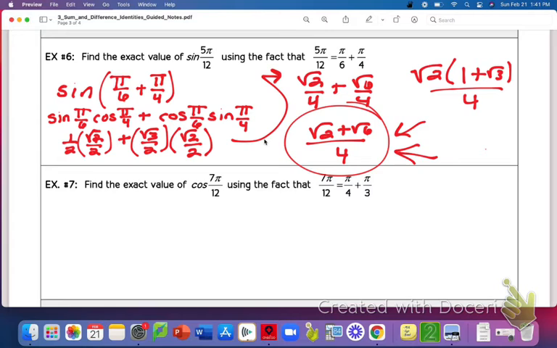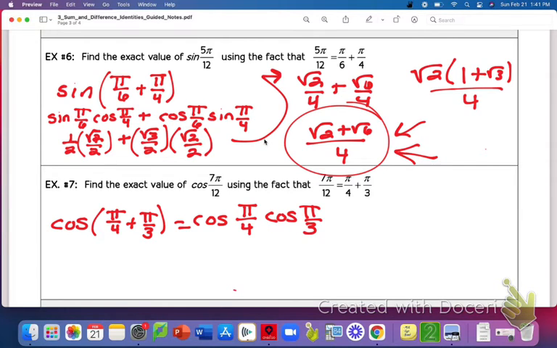For example 7, we're going to evaluate the cosine of 7 pi over 12 using the fact that 7/12 is 1/4 plus 1/3. So this is the same as the cosine of pi over 4 plus pi over 3, which is going to go to the cosine of pi over 4. Remember, cosines are together, so cosine of pi over 3. Change the operation to subtraction. And then the sine of pi over 4, sine of pi over 3.